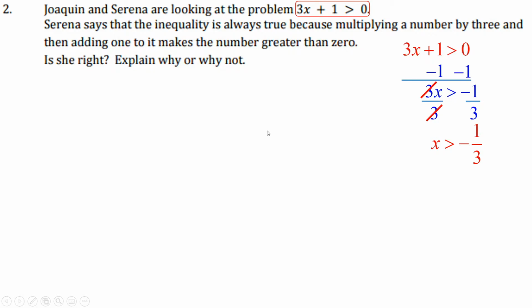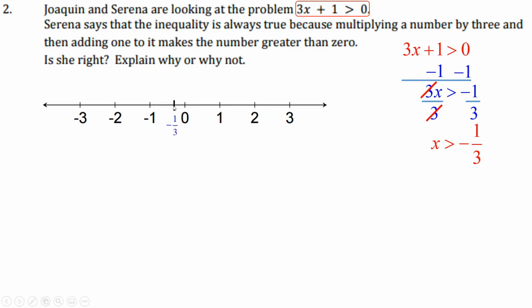And we can show that pretty easily by showing Serena a graph. So here is my number line, and I'm going to put a hash mark for -1/3. So -1/3 would be about right there. Okay, and greater than, I need an open dot. Okay, and x is greater than -1/3, so my ray will go to the right, representing all real numbers to the right of -1/3. And we do not include that -1/3 with the open dot right there.